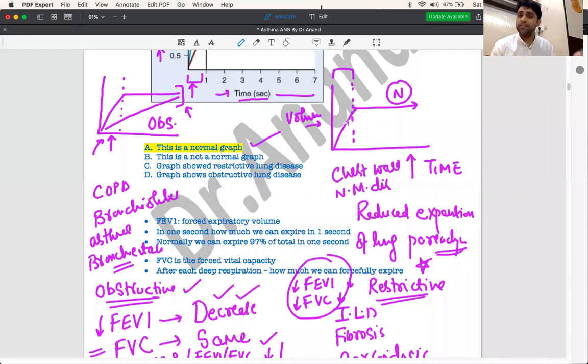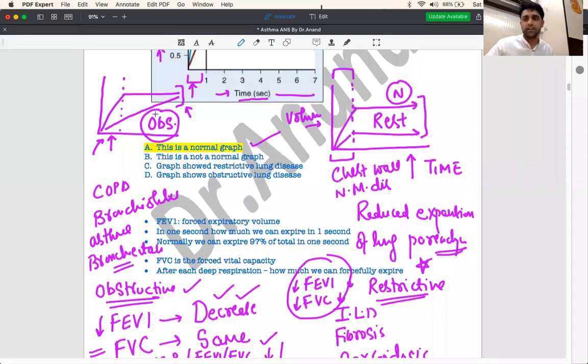Now what happened in restrictive lung disease? So restrictive, I told you, both things will be affected. Annapurna is very right. So my graph will go like this and like this. Are you understanding? So this is also affected and this is also affected. So this is a very important graph of restrictive lung disease, and this is the graph of obstructive lung disease. This is a very simple but very meaningful slide, with very meaningful questions.